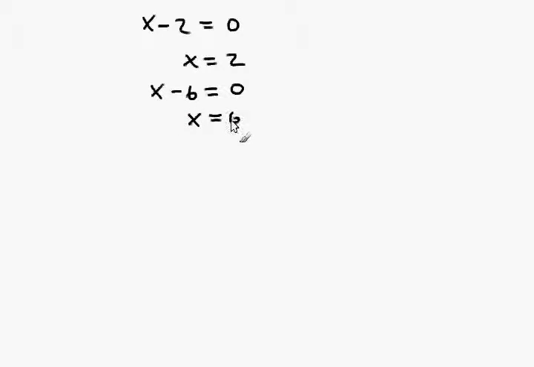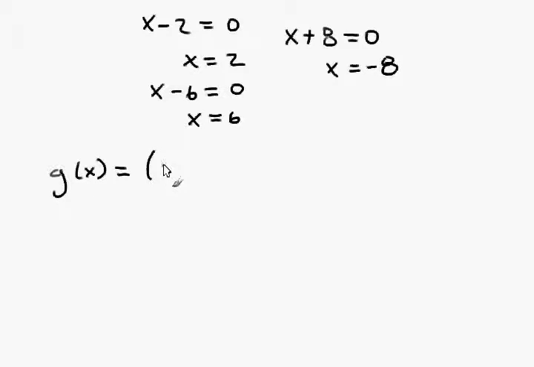So if we had a function that looked like x minus 2 and we had that equal to 0, x would be equal to 2. If we had, say, x minus 6 and we wanted that to be equal to 0, x would be 6. If we had x plus 8, we wanted that to be equal to 0, well, then x would be a negative 8. So what we could do is we could come up with a new function, g of x, that has the factors x minus 2 times x minus 6 times x plus 8.